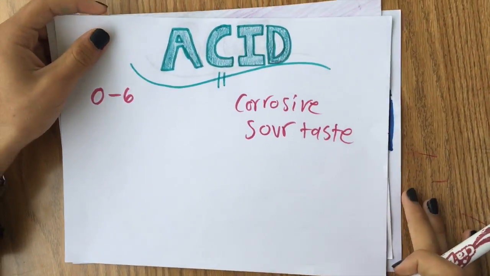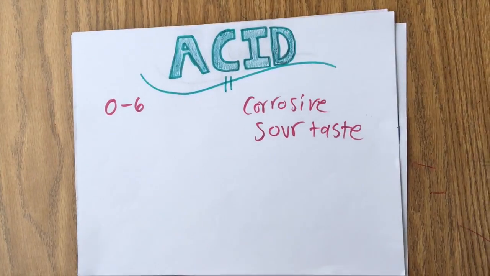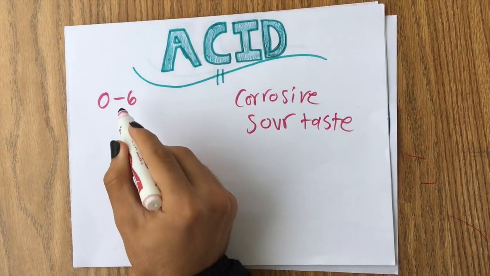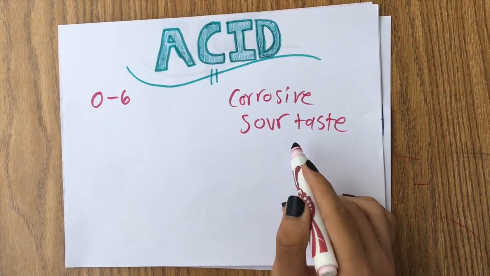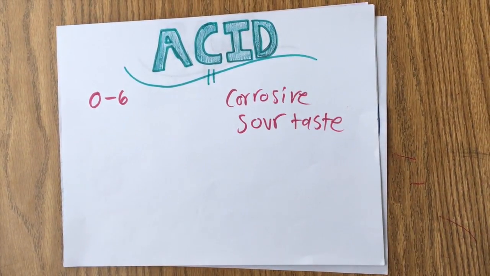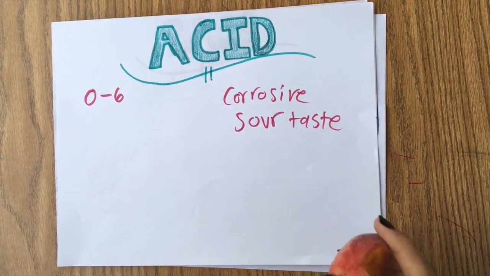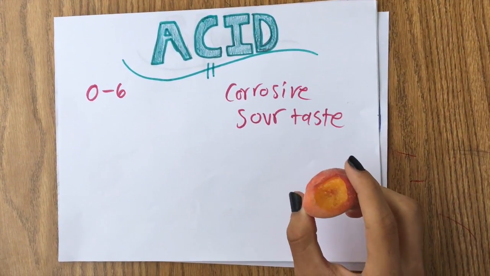First, we're going to talk about acids. Acids are measured on the pH scale from 0 to 6, and acids are corrosive and have a sour taste. Things that are acidic would be things like peaches or lemons or most fruits.